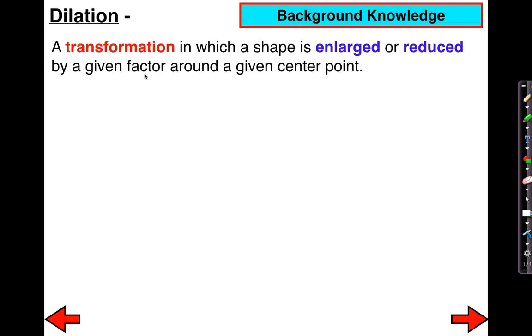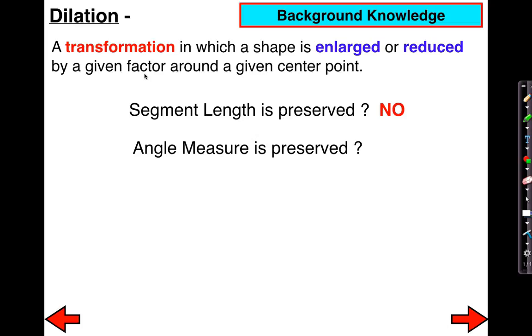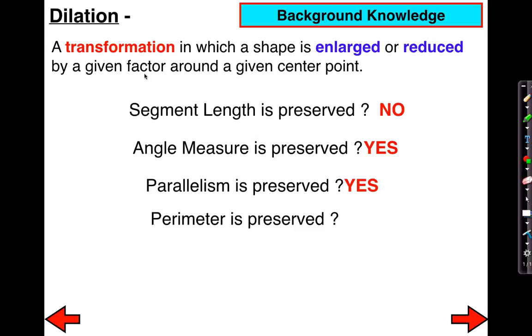Okay, now what about dilation? Well, dilation is a transformation in which the shape gets enlarged or reduced by a factor around a given center point. So is the segment length preserved? No, because they're not the same size. Are the angle measures preserved? Yes. Okay, they're similar. So yes, the angle measures are still the same. Is parallelism preserved? Yes. Is perimeter preserved? No. Why? Because the size is different. So you'd expect one of the perimeters to be either larger or smaller than the other. And what about area? Once again, the answer is no, because the size is not preserved, so you would expect both perimeter and area to be altered.